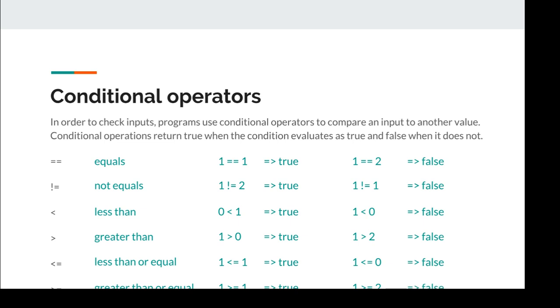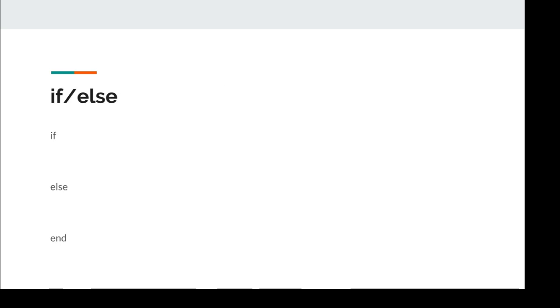So the thing to notice about these is every one of these conditional operators results in a Boolean, a true or a false. Okay? And that's how we control the flow of a program. It's all this. So we can do that with an if-else statement. That's one way we can do it.